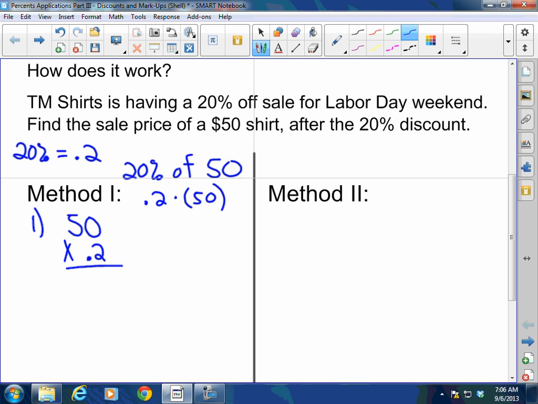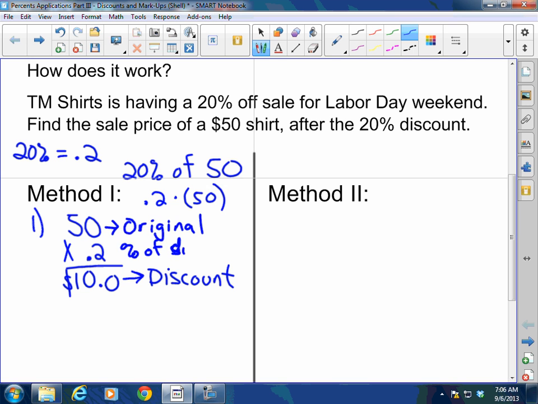So let's go ahead and multiply. We got 0, 10, 1 decimal. So $10. This is a very important amount. This is what is called the actual discount. Okay, you have the original price, which was $50, the percentage of discount, and the actual discount amount. So the amount that you are taking off of this price is $10.